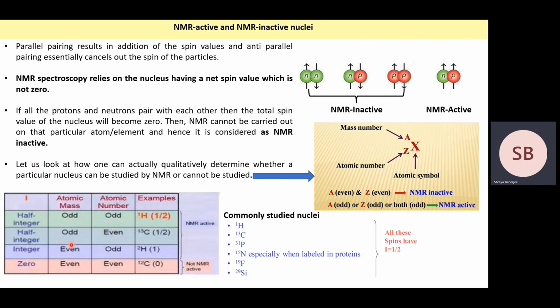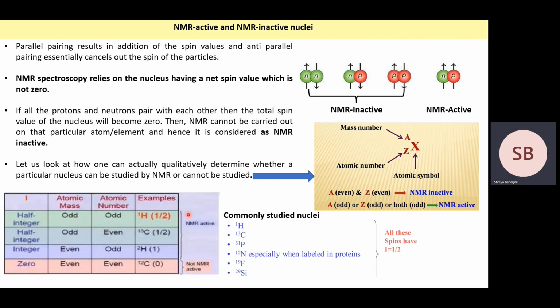So there are certain rules. Like if the atomic mass and the atomic number are both odd, like in case of 1H, so the atomic mass is 1 and it is odd. The atomic number is also 1 and it is odd.